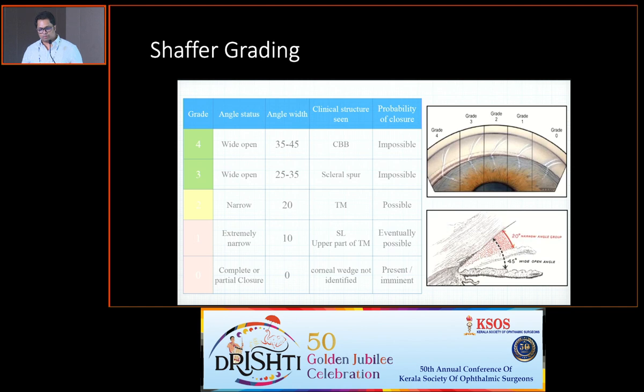It is extremely narrow if the angle width is 10 degrees and we are able to see only up to Schwalbe's line or ATM. In these cases, the probability of closure is eventually possible. A complete or partial closure is when there is iridoperipheral AC contact, angle width is 0, the corneal wedge is not identified, and the probability of closure is present or imminent.